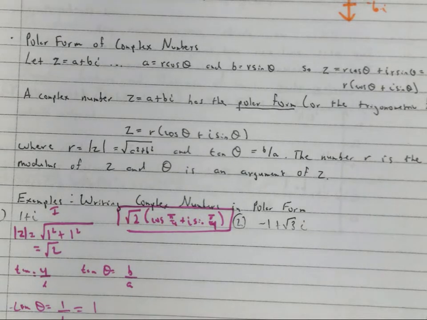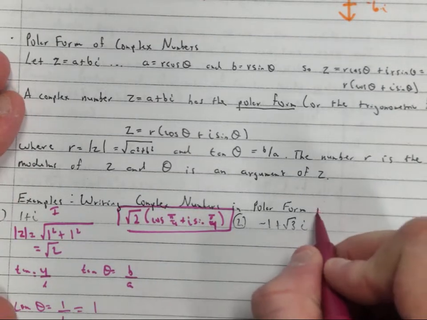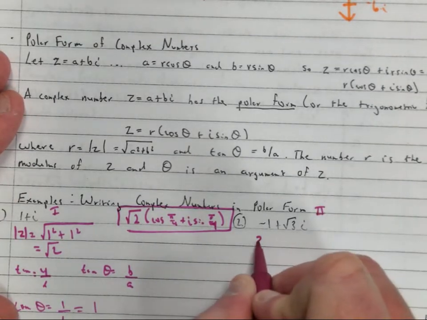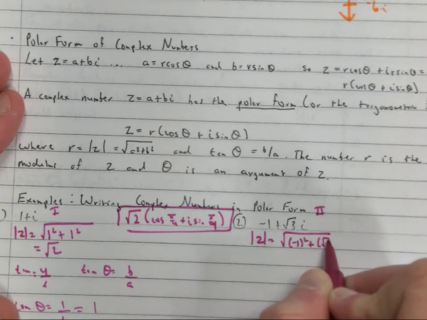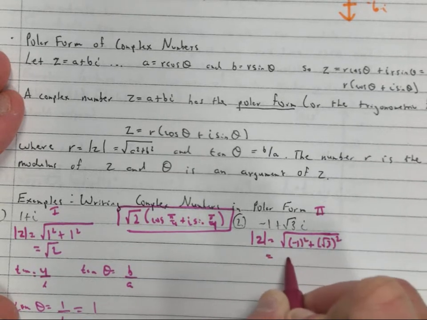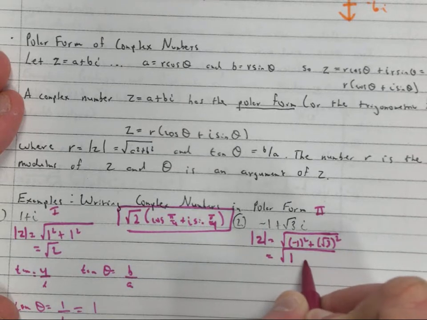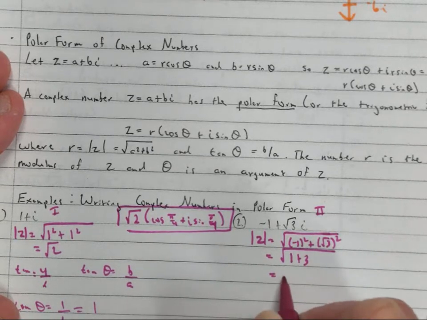Looking at number 2, negative 1 plus square root of 3 I. If I graph that in the complex plane, what quadrant would that be in? Quadrant 2. So we need to put quad 2. Let's find our modulus first. Negative 1 squared is 1, plus 3, square root of 4 is 2.